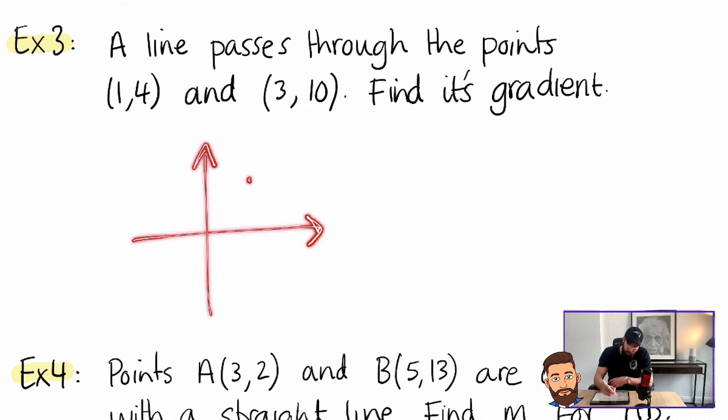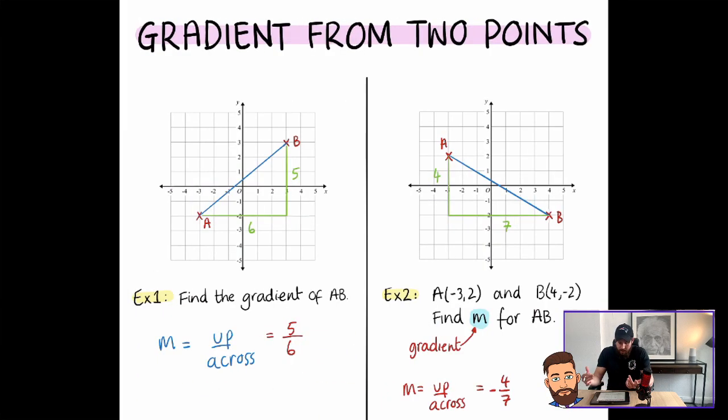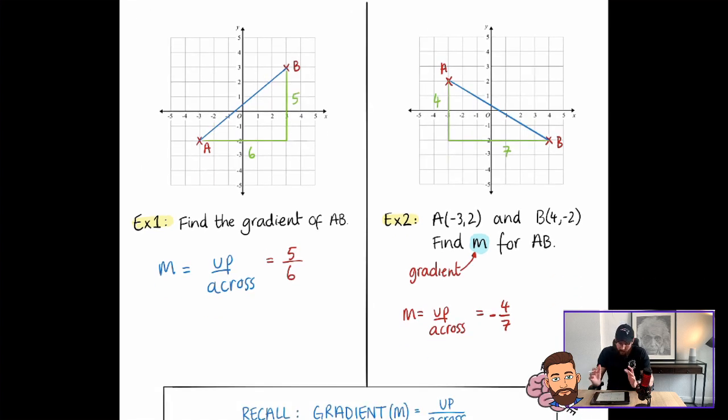We could plot 1 and 4, which would be about there. We could plot 3 and 10, which maybe would be up there. We could draw a line and we could draw a gradient, but we want to avoid having to draw a graph if we don't need to. If we have a technique where we can find this gradient without actually drawing the graph accurately, because it's time consuming, then that would be brilliant. And there is something like that.